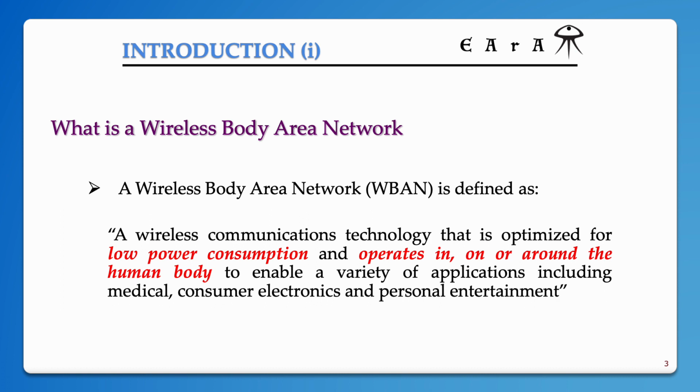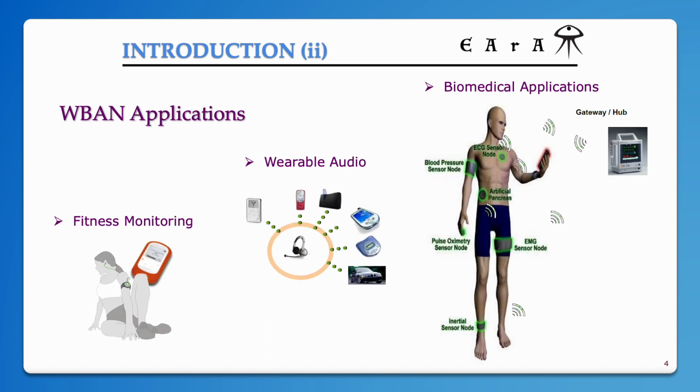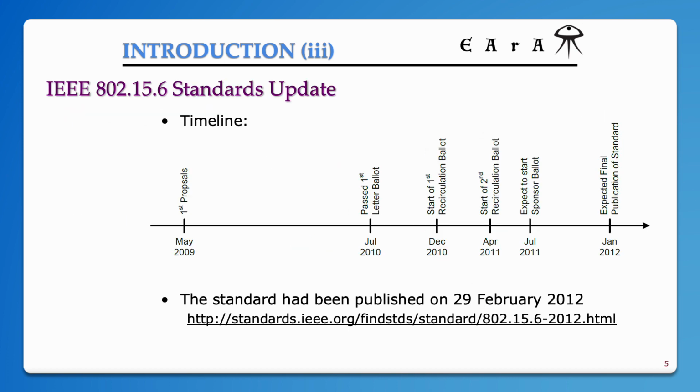So first of all, what is a wireless body area network, or in short, WBAN? It's a wireless communication technology that is optimized for low power consumption and operates in or around the human body to enable a variety of applications including medical, consumer electronics, and personal entertainment. So these are the WBAN applications that I mentioned. We have fitness monitoring, wearable audio, which is entertainment, and of course the application that we are focusing on, the biomedical application.